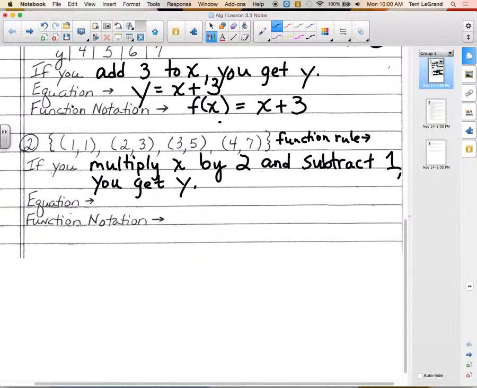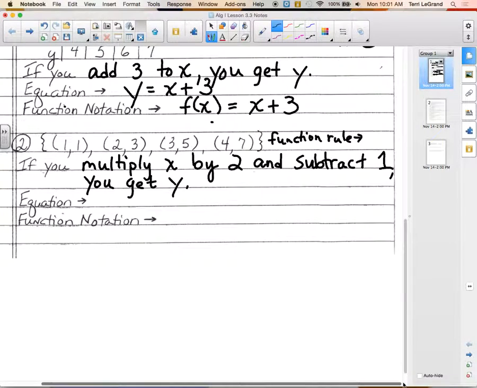We just wrote it in words. How would we write our function rule as an algebraic expression? Riley? 2x minus 1. Yeah, 2x take away 1. So when we write our equation, we say you get the y by using this function rule. So y equals 2x minus 1.